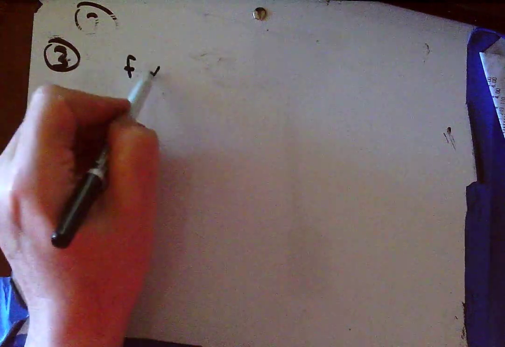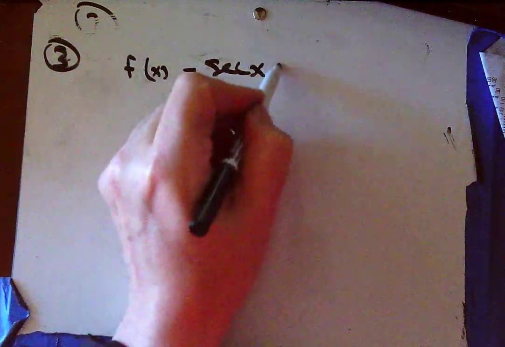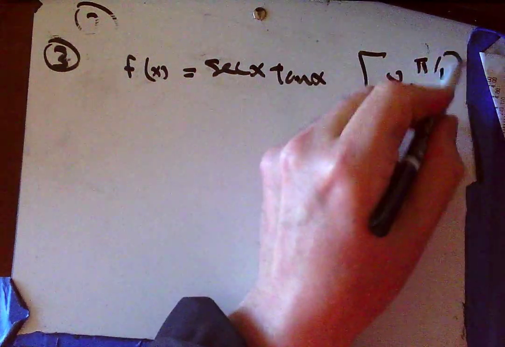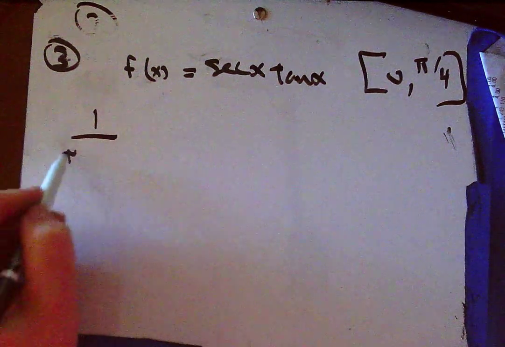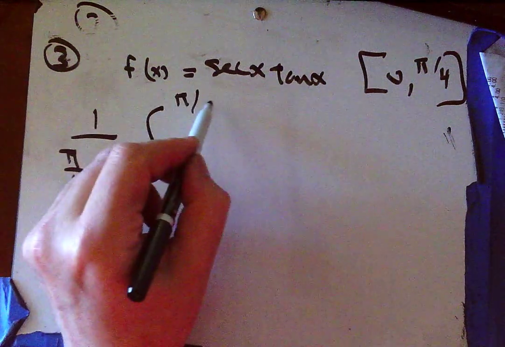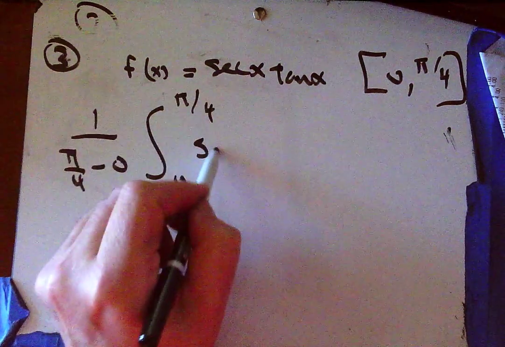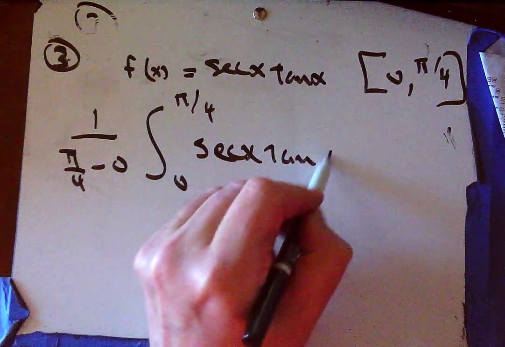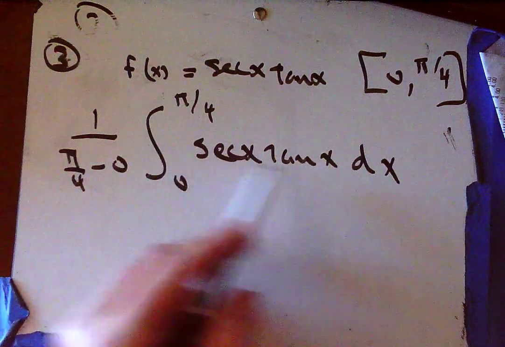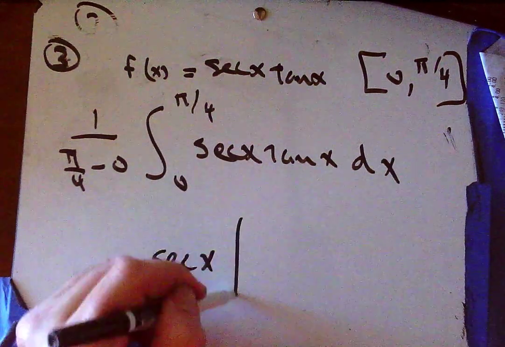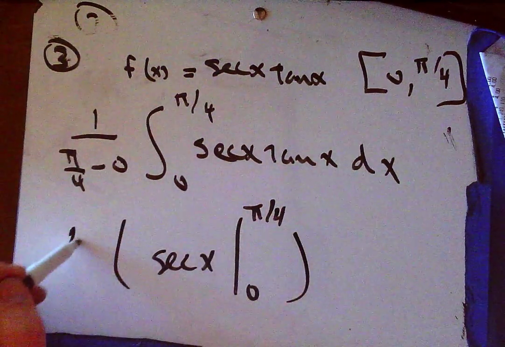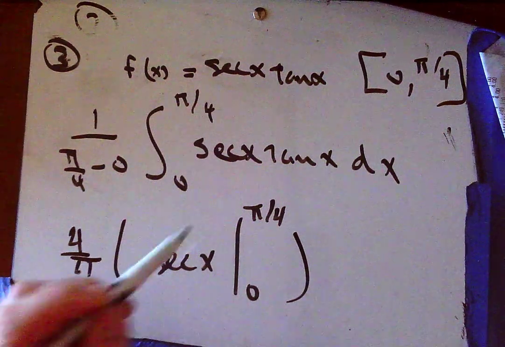3 says f of x equals secant x, tangent x, and we're looking on 0 to pi over 4. So 1 over b minus a is the integral from a to b of secant x, tangent x, dx. Well, I know that this is someone's derivative. This is the derivative of secant x from 0 to pi over 4. And don't lose that 4 over pi out in front.